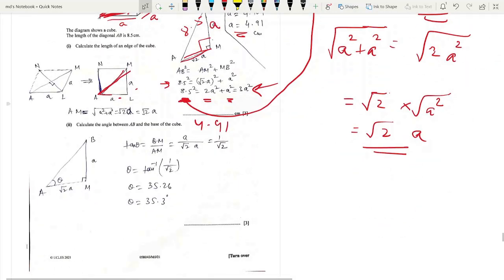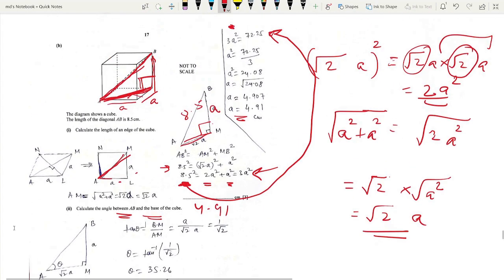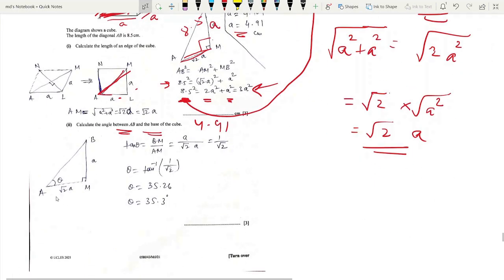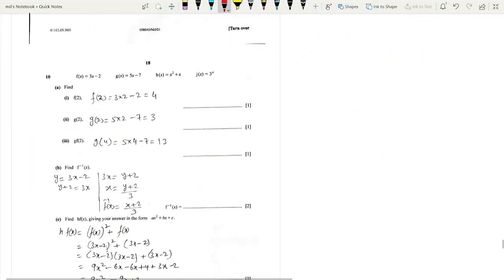Okay. Now calculate the angle between AB and the base of the cube. Where is AB? Okay, this is my AB, and the base of the cube, this is my base. So we have to find actually this angle. Now it is very simple. This is root 2a, and this side is a, and this is theta. I will apply tan theta, which is opposite over adjacent, which is BM over AM. BM is a, AM is root 2a, a and a cancel, 1 over root 2. So tan theta is 1 over root 2, theta is tan inverse 1 over root 2, which you use a calculator for. You can get 35.26, which can be 35.3 degrees, right?